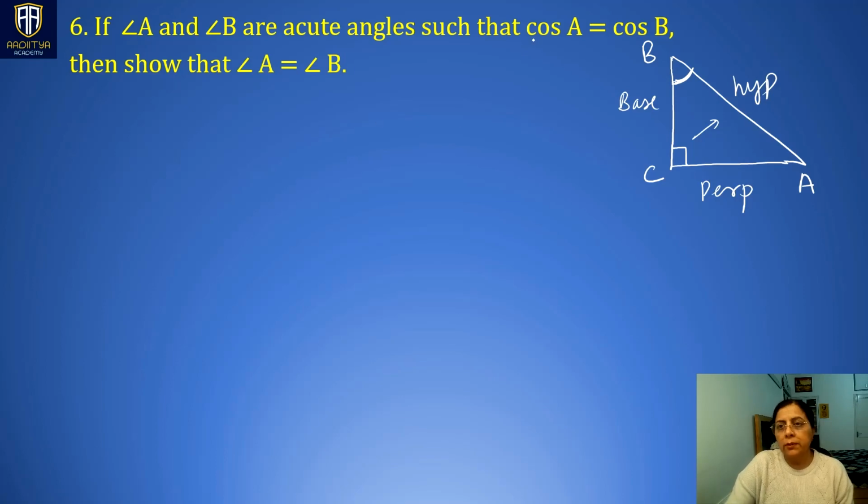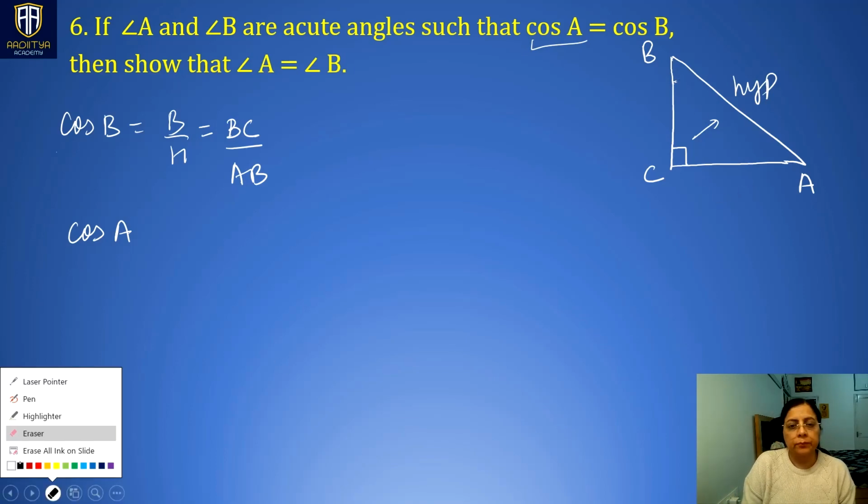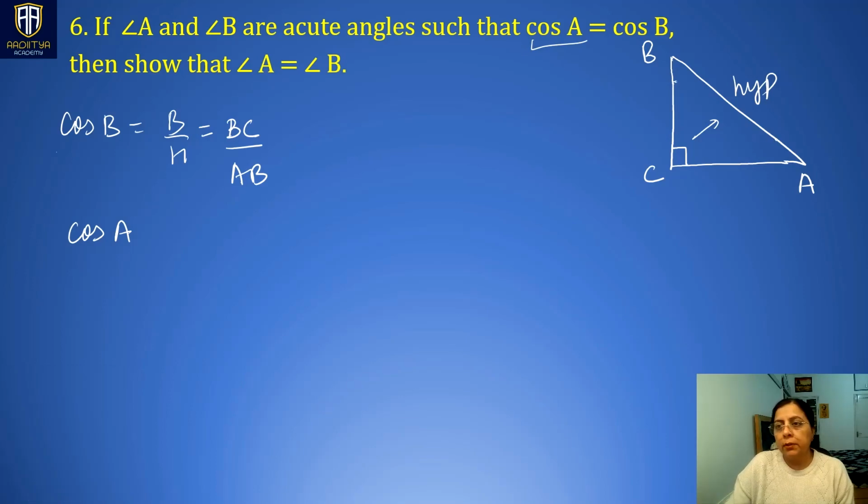So the value of cos B is base upon hypotenuse. What is base here? Base is BC, hypotenuse is AB. So the value of cos B is BC over AB. Now if I take cos of angle A, hypotenuse is fixed. Now I am taking ratios about angle A. So this has to be between base and hypotenuse. For angle A, AC becomes base, BC becomes perpendicular.